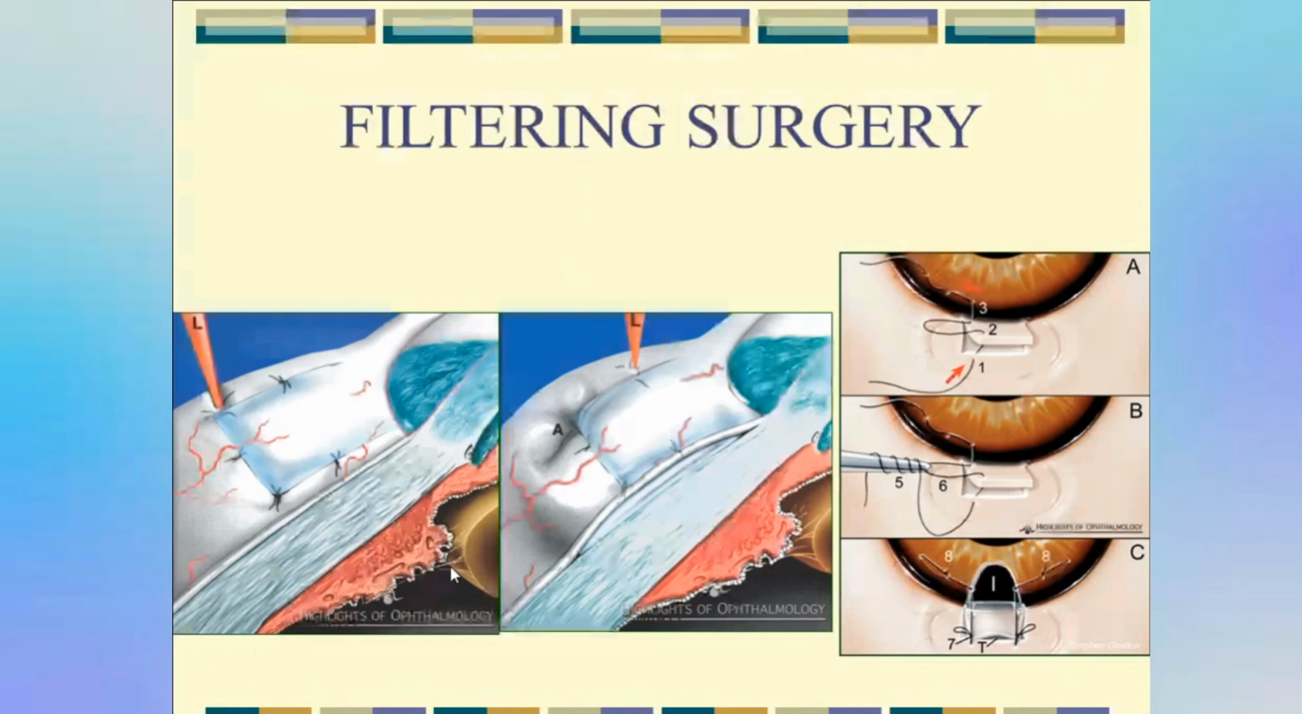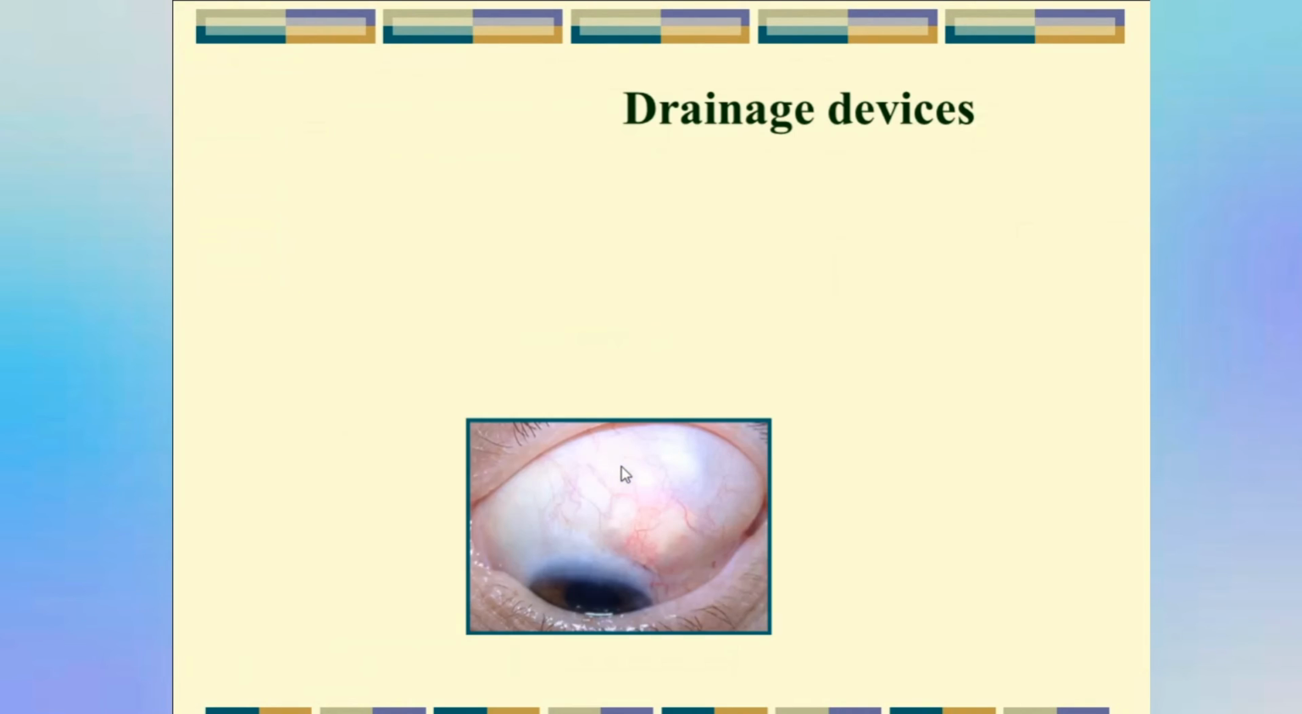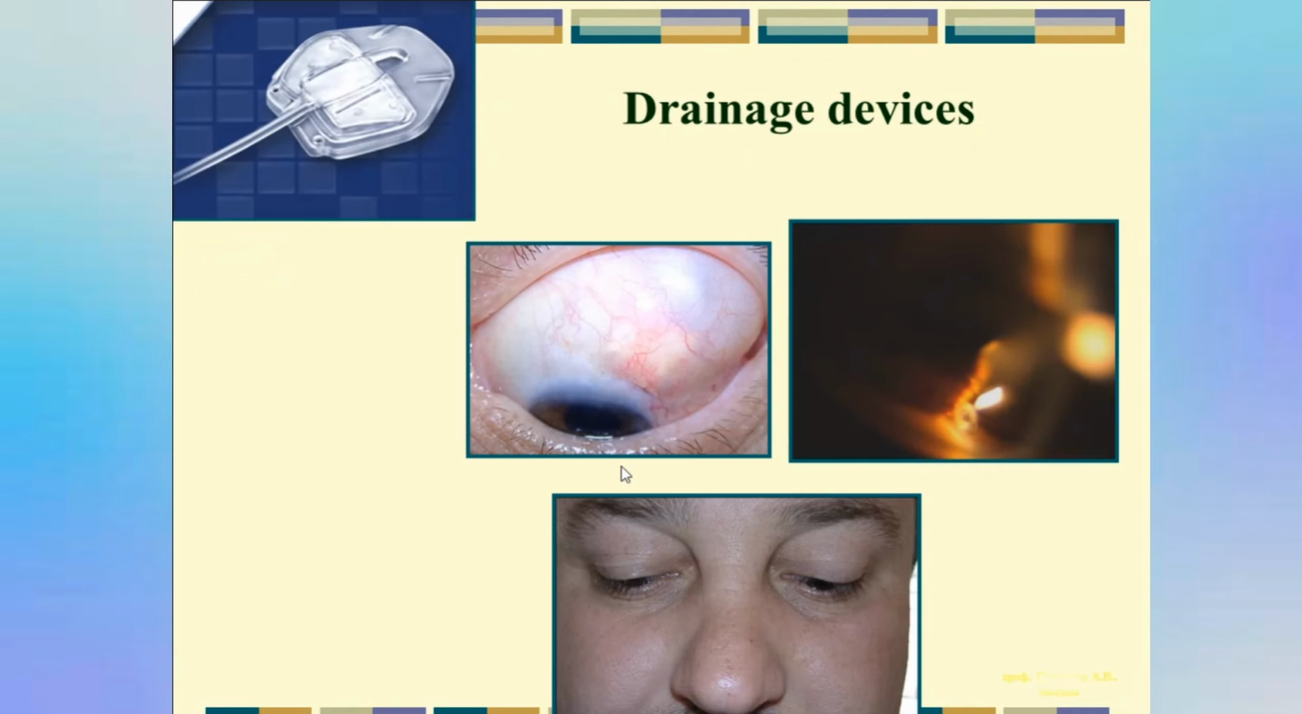Again, you see the picture, you see how to use this. Then we put some sutures on this part of the sclera, piece of the sclera. In severe cases, we put different drainage devices in the eye, which also help fluid to leave the eye.